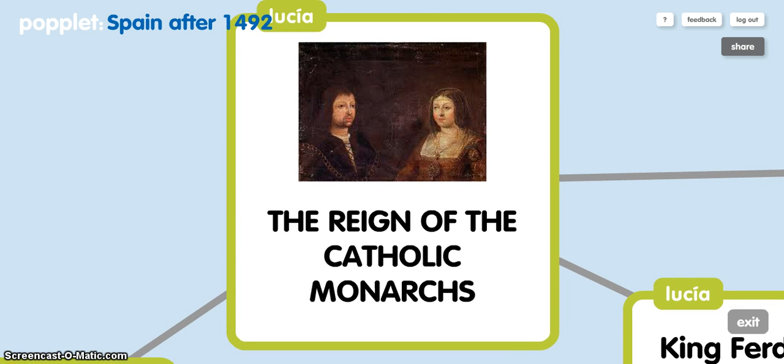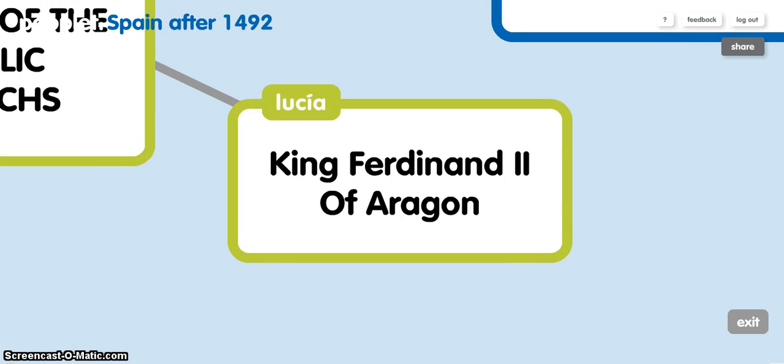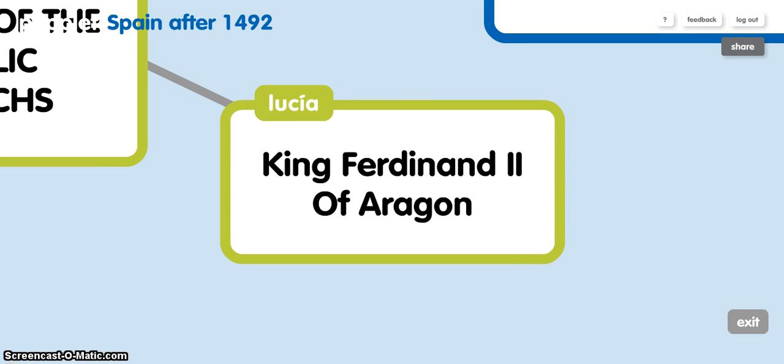Spain after 1492. The reign of the Catholic Monarchs, Queen Isabel I of Castile and Ferdinand II of Aragon, unified Spain geographically and expanded its territory. They conquered the Kingdom of Granada, the Canary Islands, and territories in North Africa. They also financed Christopher Columbus' expedition, which led to the discovery of a new continent, America.